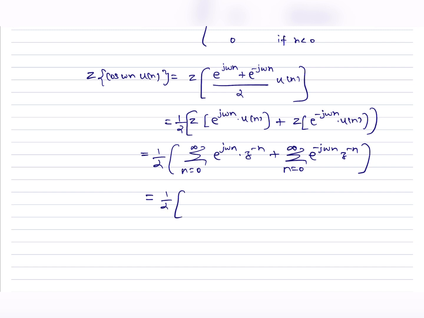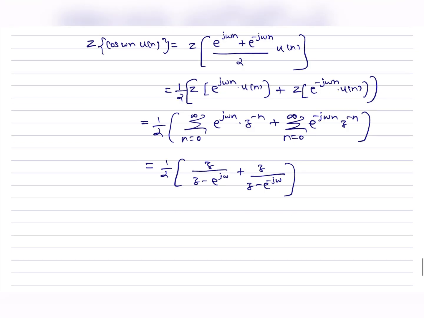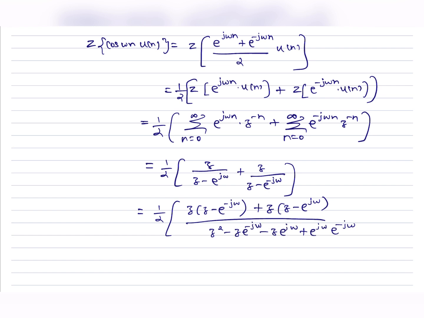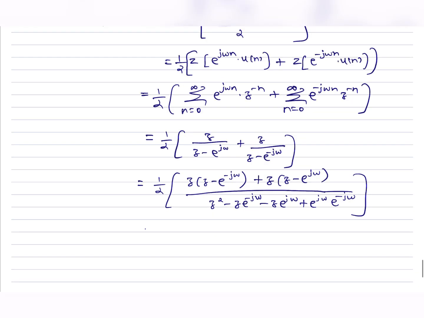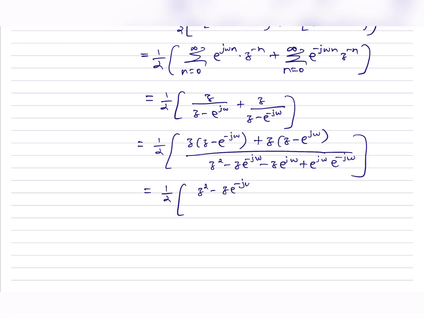So we have 1 over 2 into z over z minus e to the j omega plus z over z minus e to the minus j omega. Just cross multiply, you get z into z minus e to the minus j omega plus z into z minus e to the power j omega, by z square minus z e to the power minus j omega minus z e to the power j omega plus e to the j omega into e to the minus j omega. Now you have 1 over 2 into z square minus z into e to the minus j omega plus z square minus z into e to the j omega, by z square minus z into e to the j omega plus e to the minus j omega plus 1.